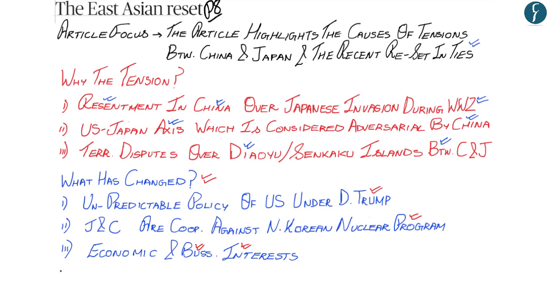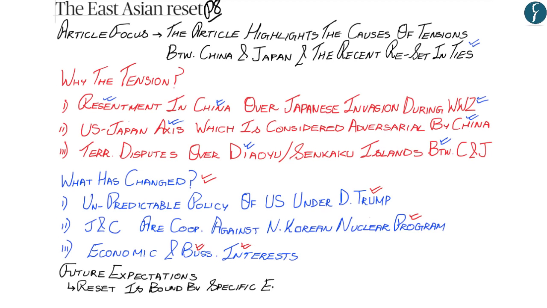Apart from this, the author has also highlighted the future expectations from the recent reset of ties between Japan and China. According to the author, the reset of ties is bound by specific expected areas of cooperation, and these areas of cooperation that have come up are very specific in nature. According to the author, there is no strategic plan on how these areas of cooperation would be moved forward.